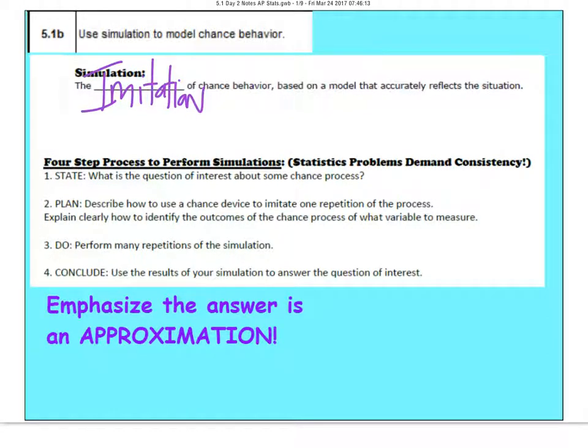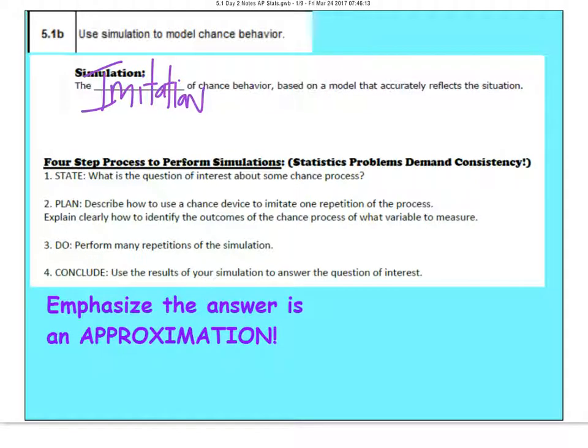that you can follow. The first step is to state the question of interest about the chance process. Step 2, make your plan. Describe how you're going to use the chance device to imitate one repetition of the process, and then clearly define what the outcomes of the chance process are going to measure. Step 3, actually do the repetitions of the simulation. In step 4, make a conclusion about the simulation.